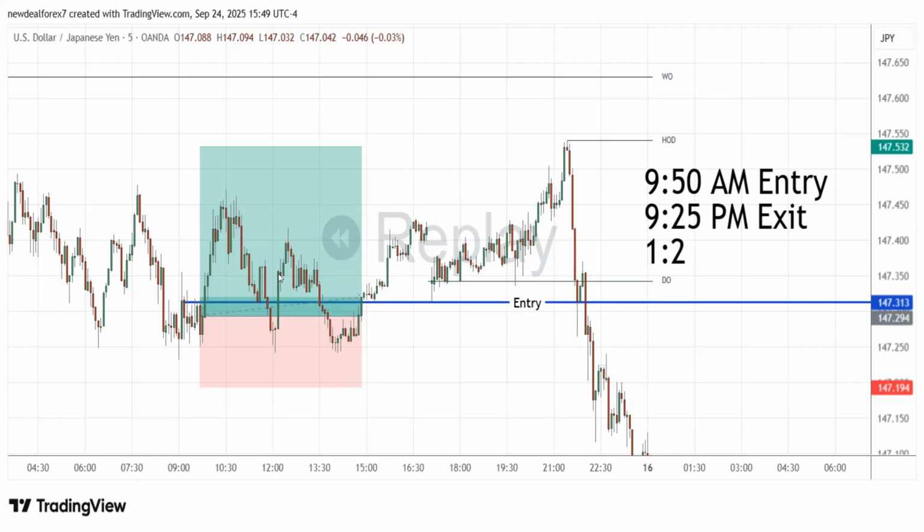So there wasn't much of a long play here, because prior the trend was obviously short, and it did take out anyone who went long if you continue to hold. So if you would have got out there, had a steady 1 to 2 take profit, stop loss set, you would have made money on that one.